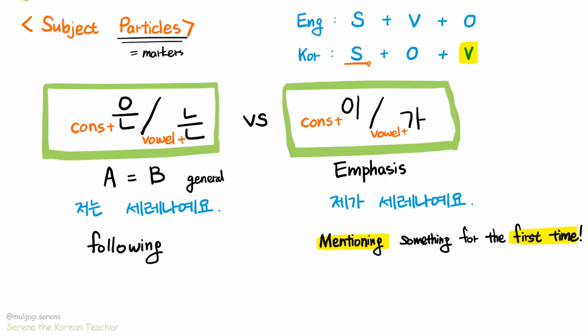So, ready, guys? 는 has one extra function, which is comparison. Super important. How does it work? When you're comparing two different things, you must add 는 for both of them. So for example, yesterday는 rainy, but today는 sunny. Yesterday was rainy, but today is sunny.